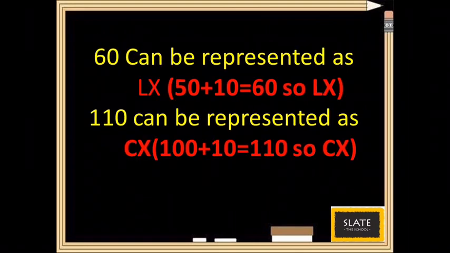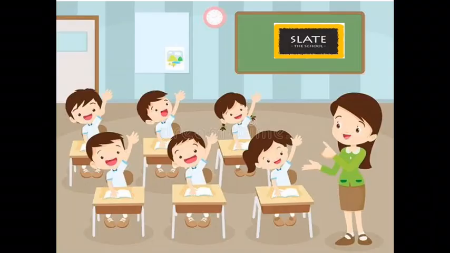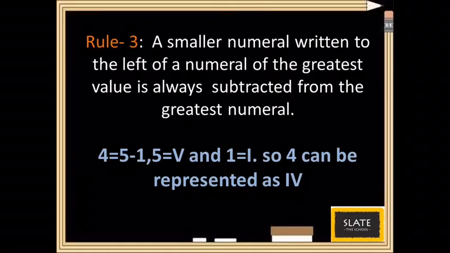Let's see few more examples. 60 can be represented as LX, that is 50 plus 10 is equal to 60. So LX. Are you getting, children? Good. 110 can be represented as CX, that is 100 plus 10 is equal to 110. So CX. Hope you all are following me, Slaters. Now let's see the next rule.